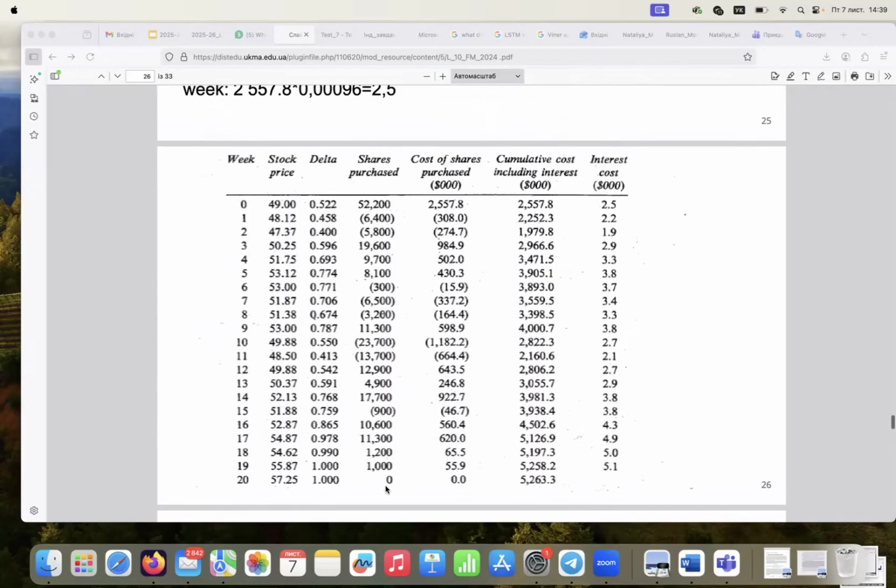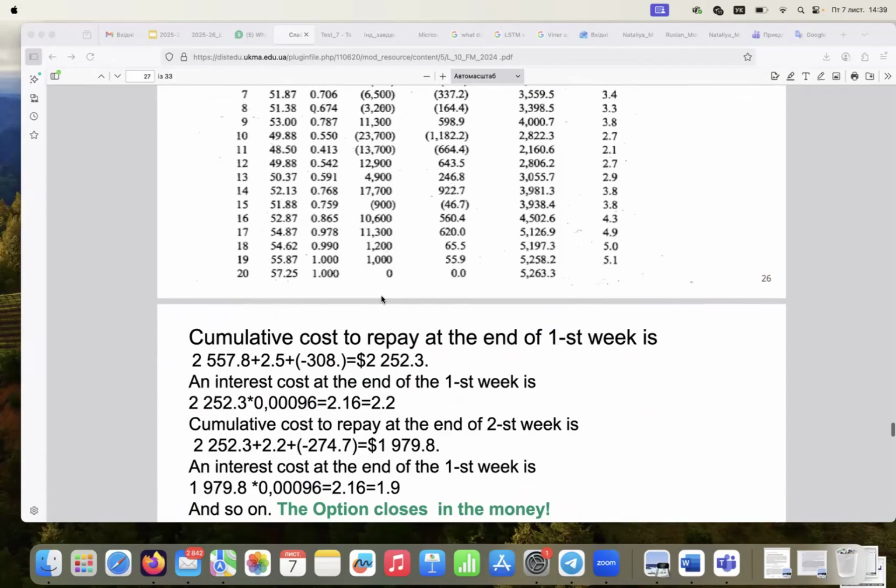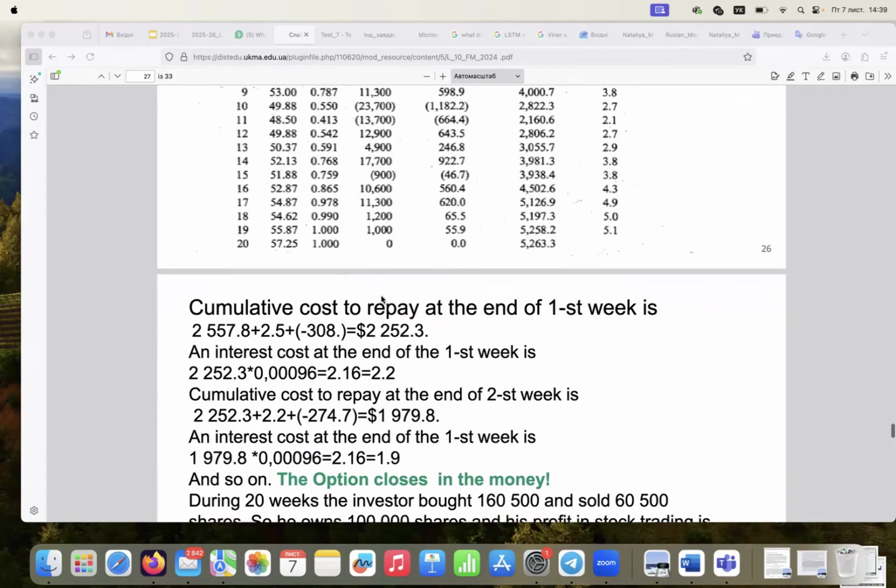What do we have at the end of 20 weeks? How much? For this, we need to find the sum for this column. So it is with plus, it's with minus. It's with plus, it's with minus.